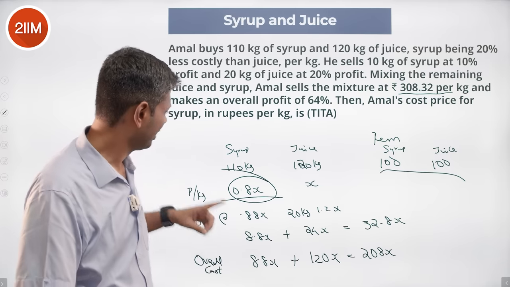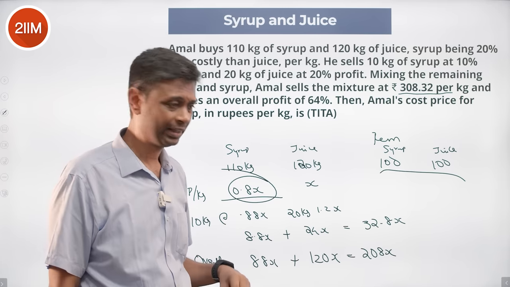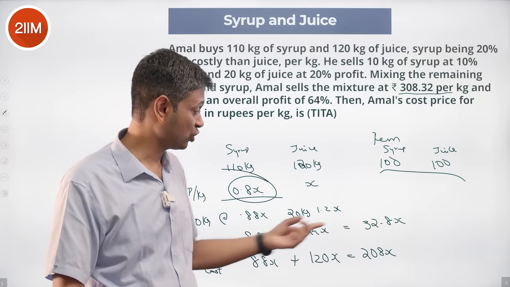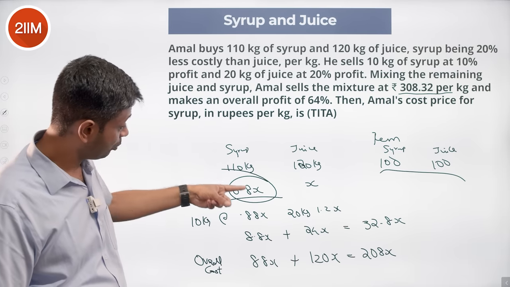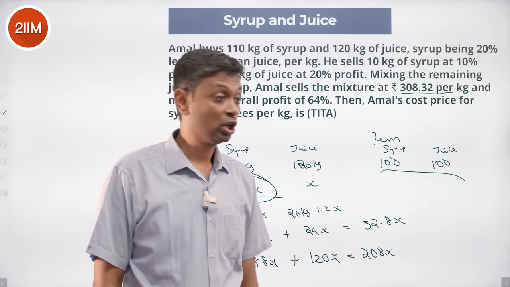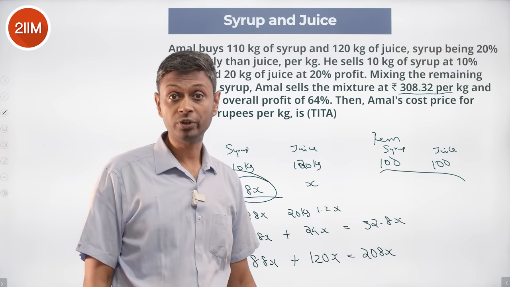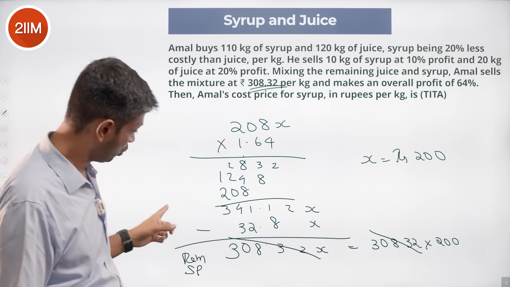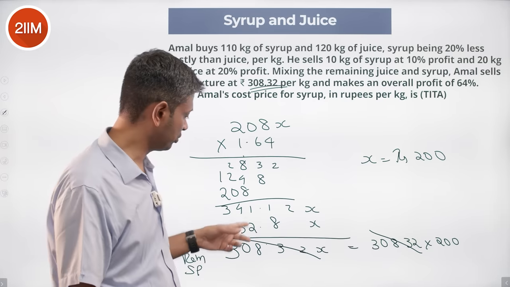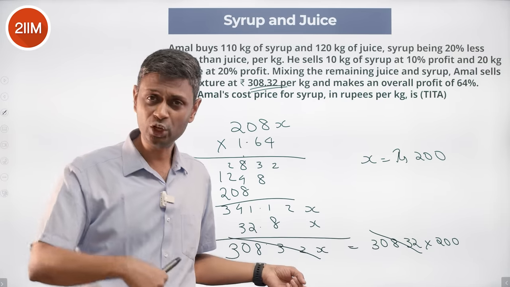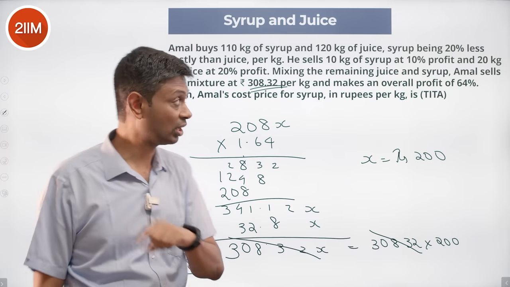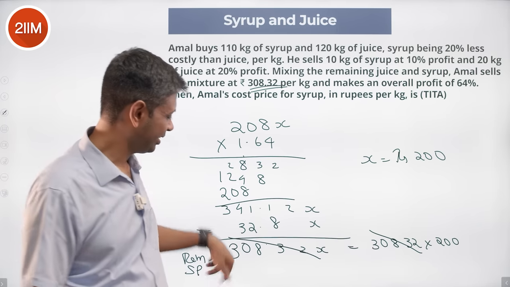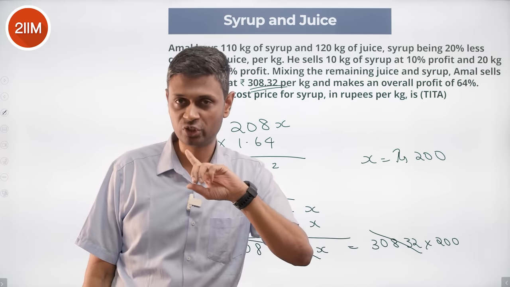Just going over this one more time. Cost is 0.8x and x. Total quantity is 110 and 120. 10 kilograms are sold at this, 20 kilograms sold at this. Total selling price realized is this much. Total cost price is 110 into 0.8 plus 120 into x, this much. What is remaining is 100 of each. Profit is 64%, or total selling price realized is 208x into 1.64, of which the first 30 kilograms gives us this. Remaining is this. That remaining should have been got by selling 200 kilograms of the mixture at this price. Thankfully, we have a pesky 308.32 on both sides. That goes away. We get x as 200, 0.8x as 160.